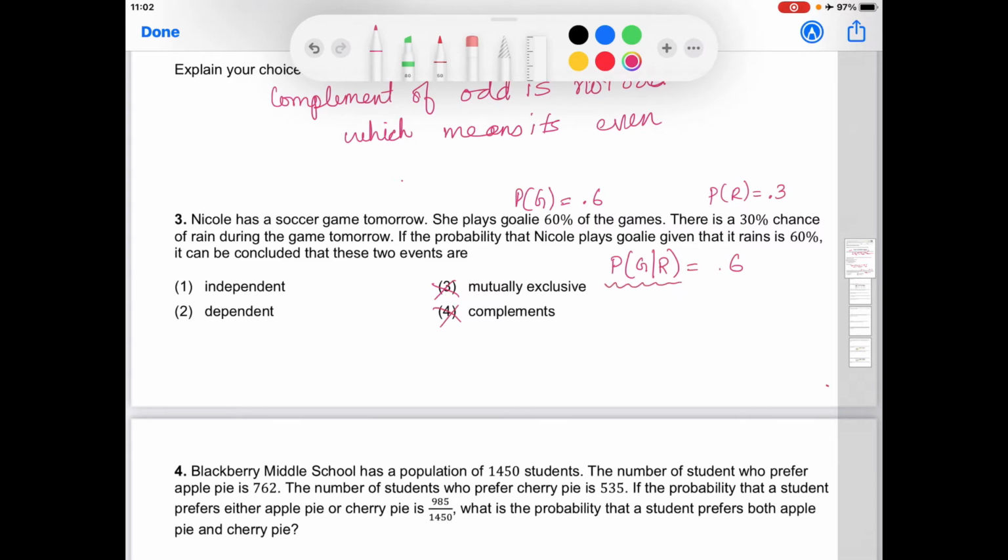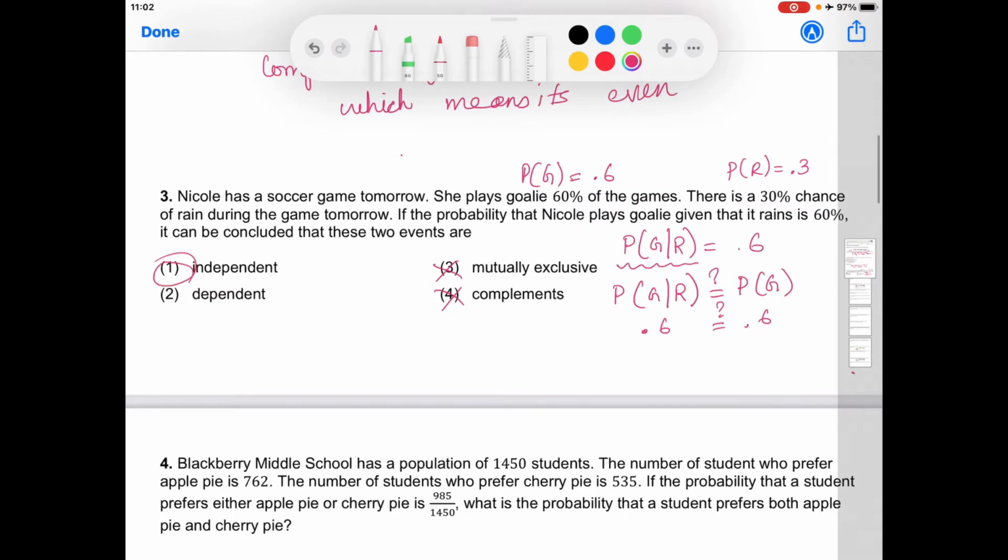So when we're given probability of A given B, here goalie given it rains, what's the rule? Again, we know all the three probabilities. Probability of goalie given it rains is going to be compared to probability of goalie. Are these two probabilities the same? So probability of goalie given it rains is 0.6. And probability of being a goalie is 0.6. Is that the same thing as 0.6? Yes, so these events are independent. Okay.